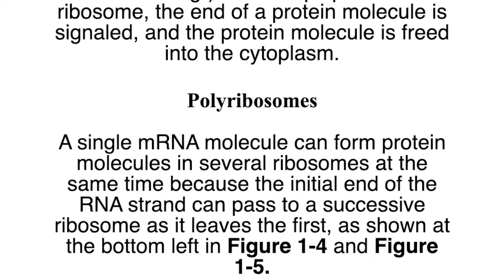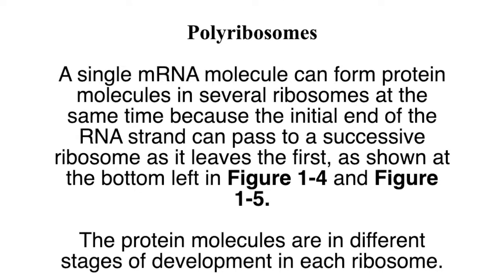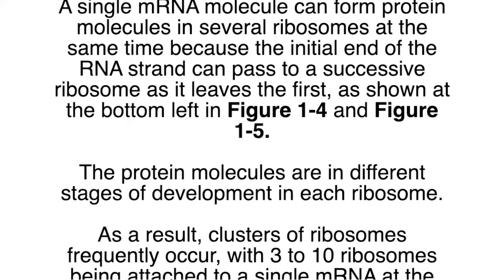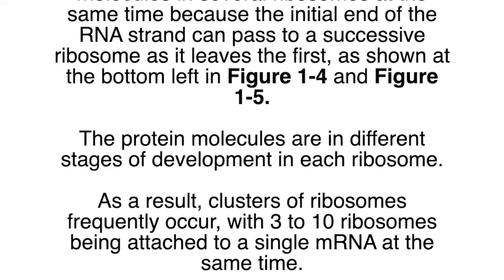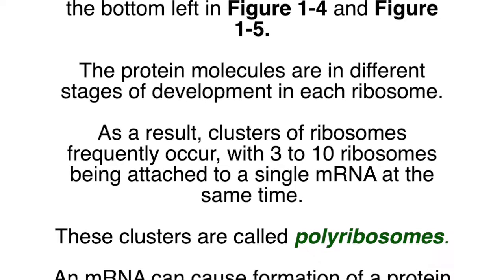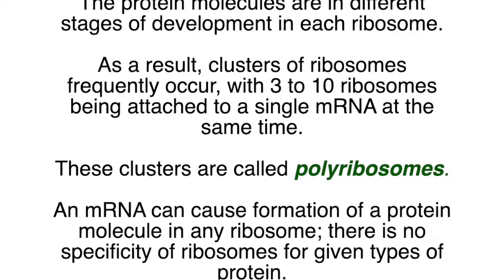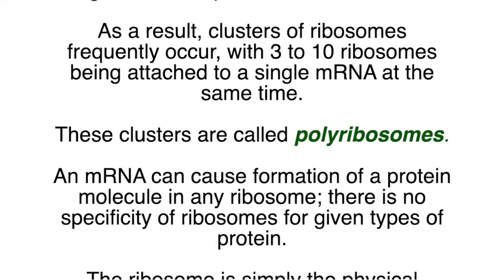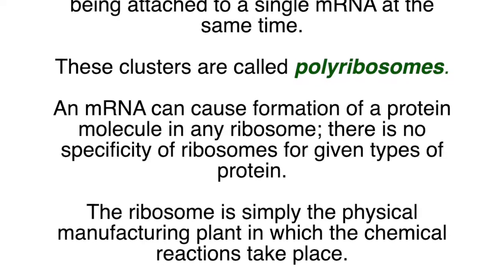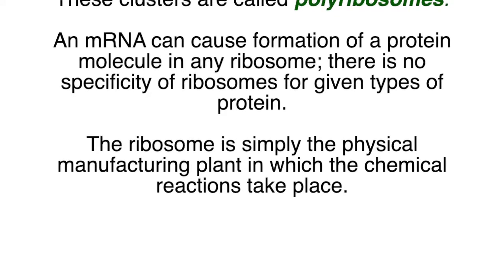Polyribosomes. A single mRNA molecule can form protein molecules in several ribosomes at the same time because the initial end of the RNA strand can pass to a successive ribosome as it leaves the first, as shown at the bottom left in figure 1.4 and figure 1.5. The protein molecules are in different stages of development in each ribosome. As a result, clusters of ribosomes frequently occur, with 3 to 10 ribosomes being attached to a single mRNA at the same time. These clusters are called polyribosomes.